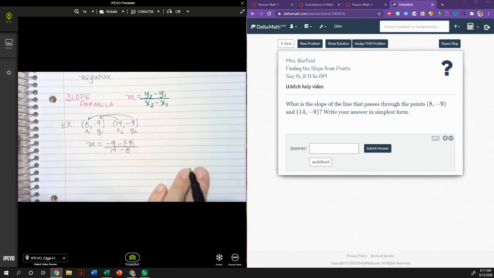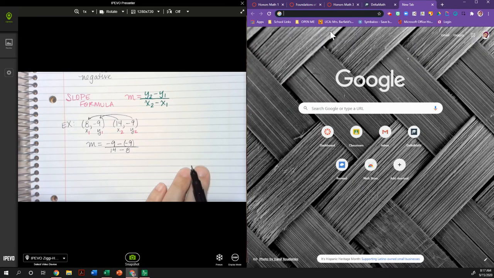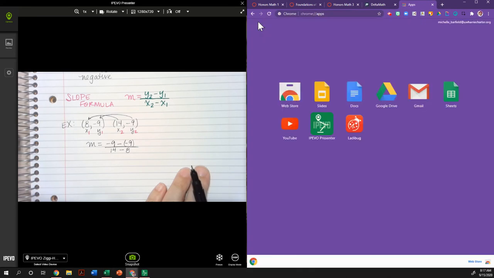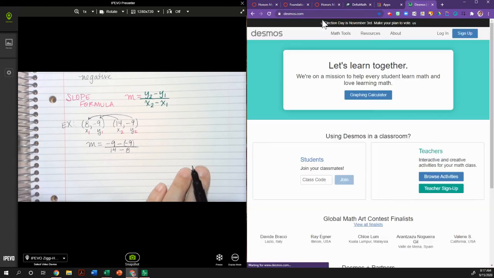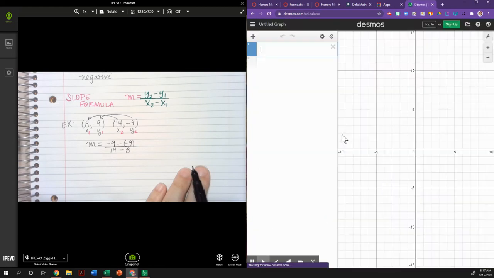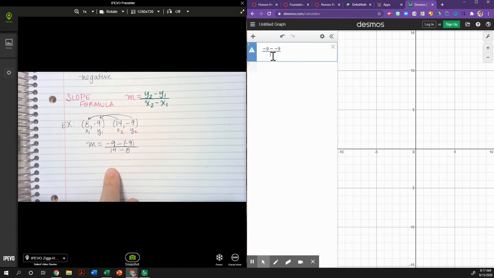Now, I would highly recommend that you use Desmos, because you can write a fraction bar in the calculator, and then you could simply type -9 minus -9, and then on the bottom, 14 minus 8. And you get an answer of 0.